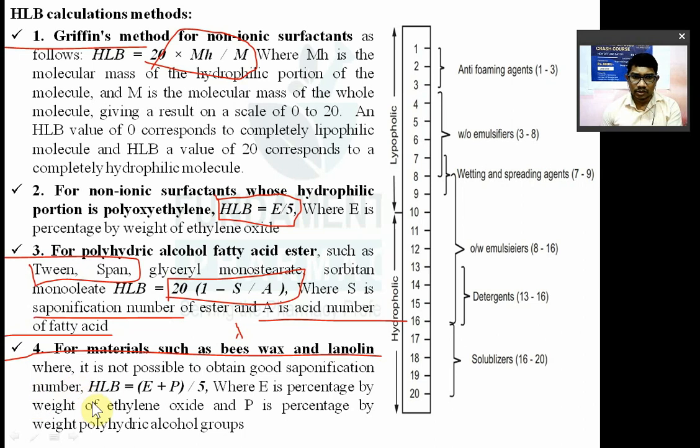HLB value is given by E plus P divided by 5. What is E? It is nothing but the percentage by weight of ethylene oxide. P is nothing but the percentage by weight of polyhydric alcohol.